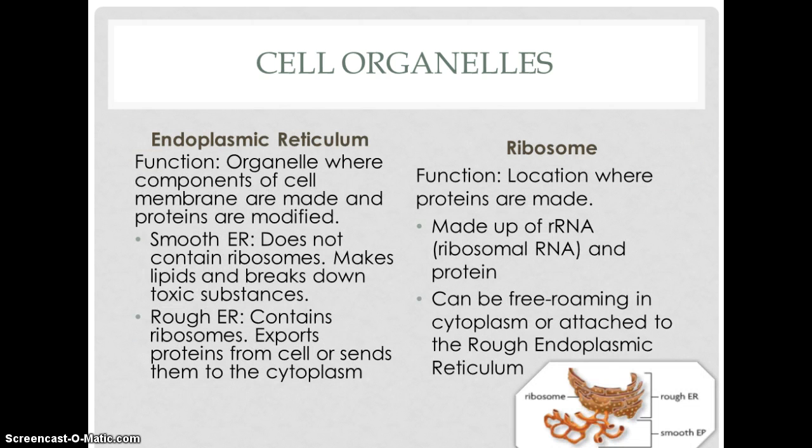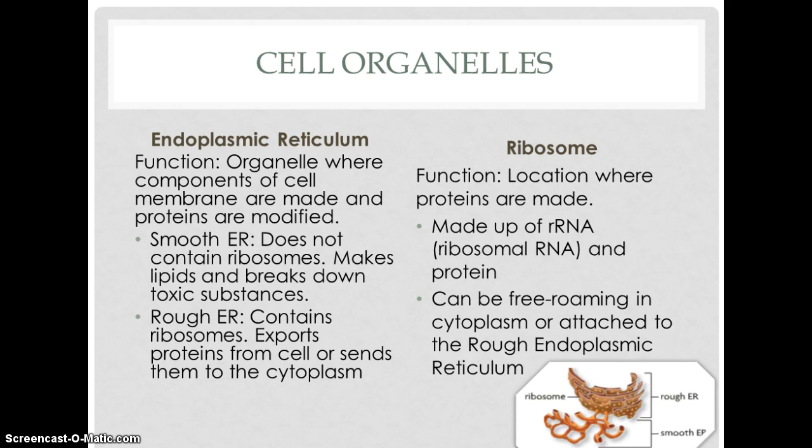The next organelle is the endoplasmic reticulum. The function of the endoplasmic reticulum is an organelle where components of the cell membrane are made and proteins are modified. There are two types of endoplasmic reticulum. The first type is the smooth ER. It does not contain ribosomes, hence its name, smooth.